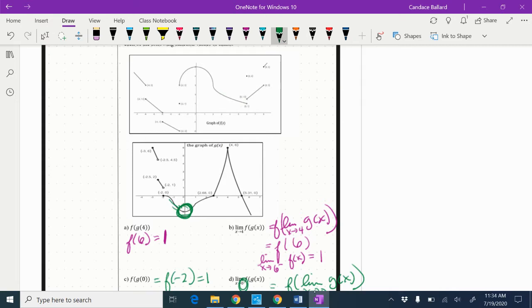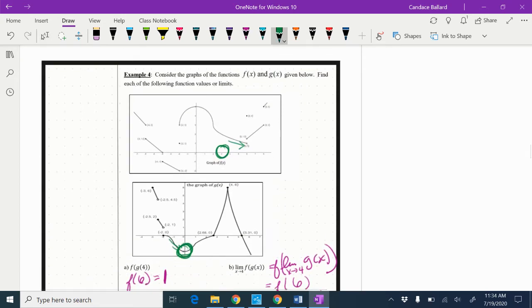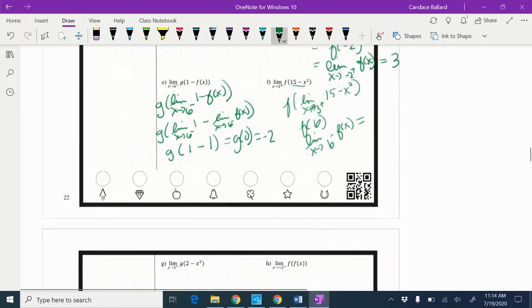But I know that the 3 is at the left side, so I know I've got to be coming at this from the left side. So I'm going to find the limit from the left side. So this is the limit as x approaches 6 from the left of f of x, and I know that value, if I scroll back up here, is equal to 1.